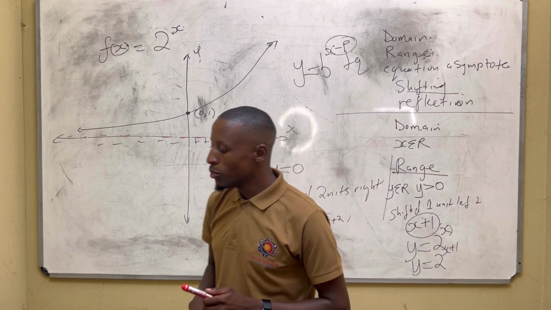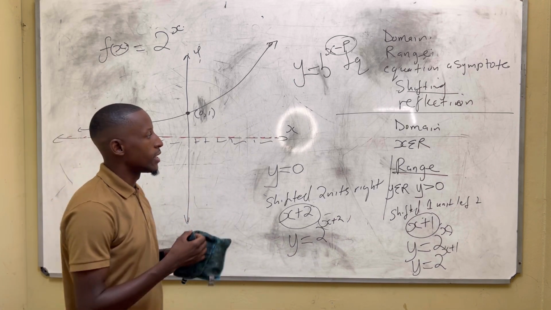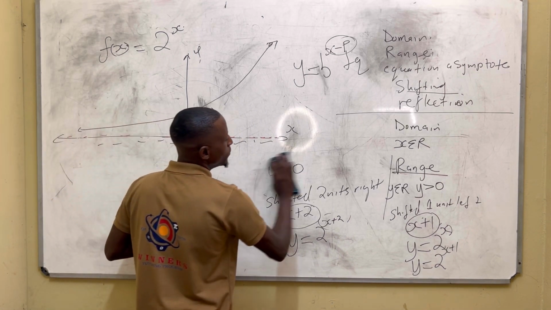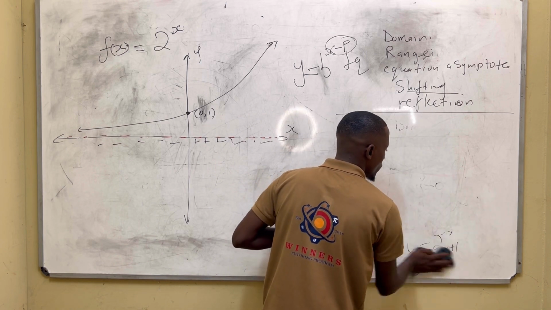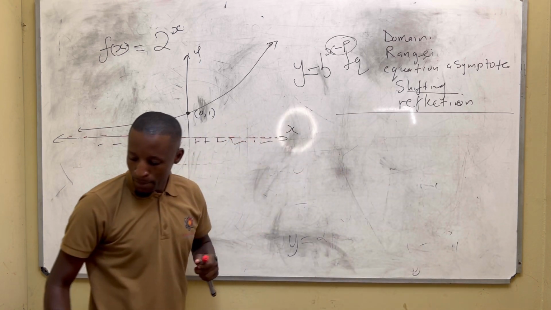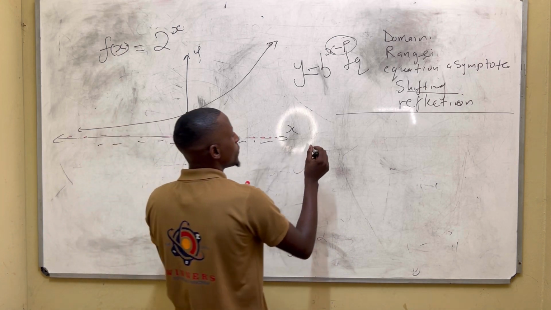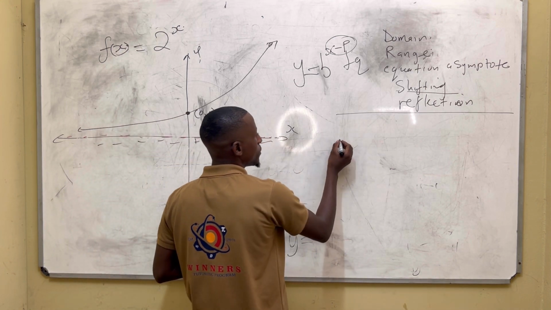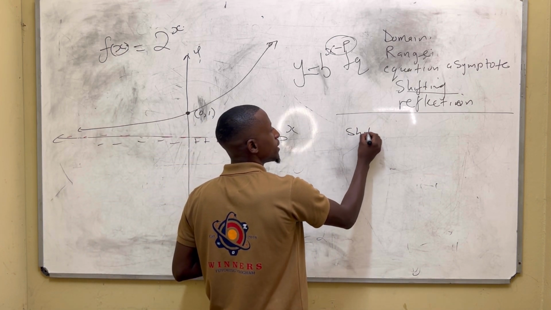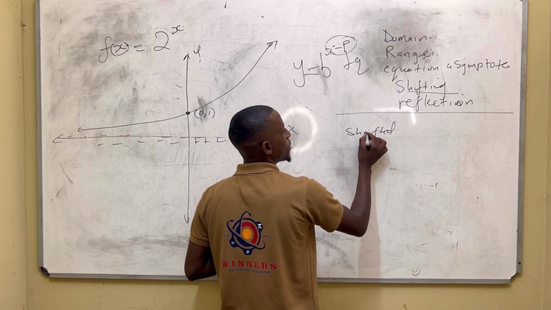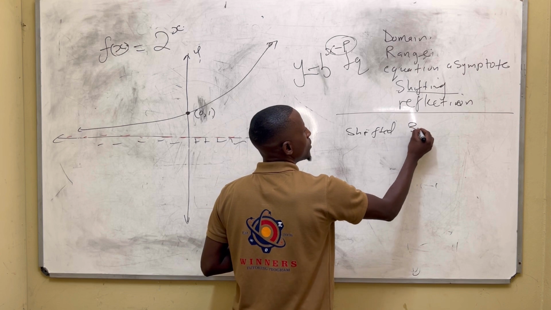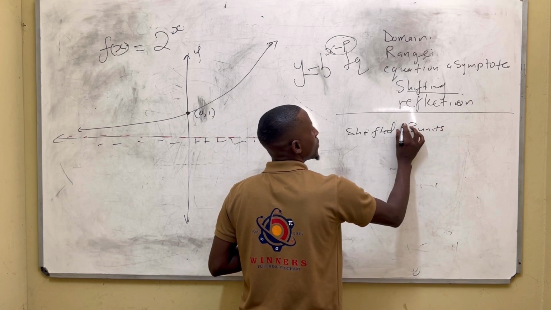So now we are moving to the shifting vertically. Shifting vertically, you need to know how your equation is going to be. So if it's shifted vertically, our equation is going to be, let's assume shifted 3 units down.